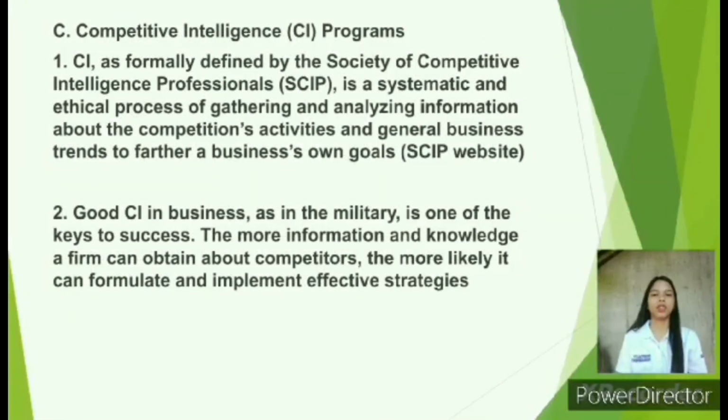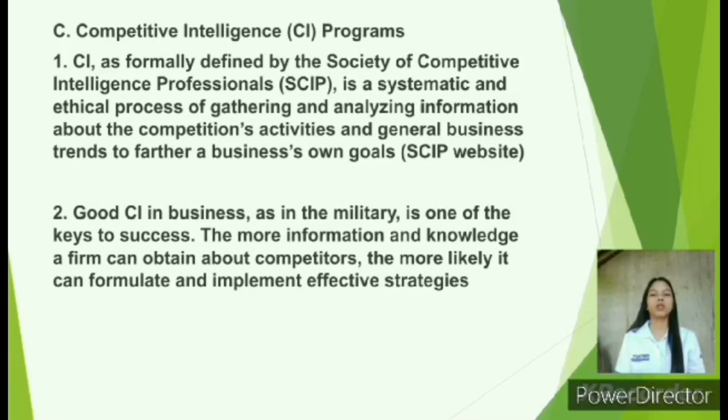Next is letter C, competitive intelligence programs. Number 1 is competitive intelligence, as formally defined by the Society of Competitive Intelligence Professionals, is a systematic and ethical process of gathering and analyzing information about the competition's activities and general business trends to further business goals.